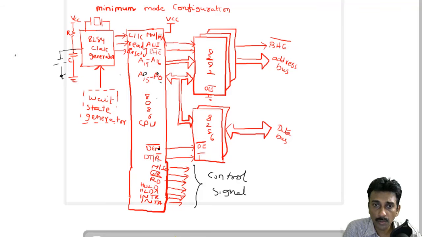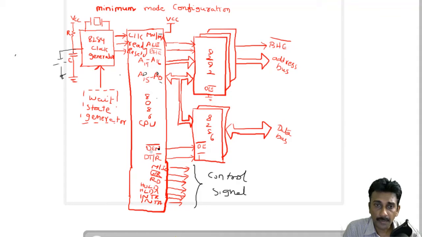If DT/R bar equals 0, then that is a receiving operation, that is, from the memory and IO devices to the processor. If DT/R bar equals 1, then the processor sends out the information from the processor to the peripheral devices like memory and output devices. So DT/R bar is used for data transmitting and receiving purposes. DT/R bar is connected to the T pin, and the DEN data enable pin is enabled as a 0. Coming to M/IO bar, WR bar, RD bar, HOLD, HLDA, INTR, INT signals.